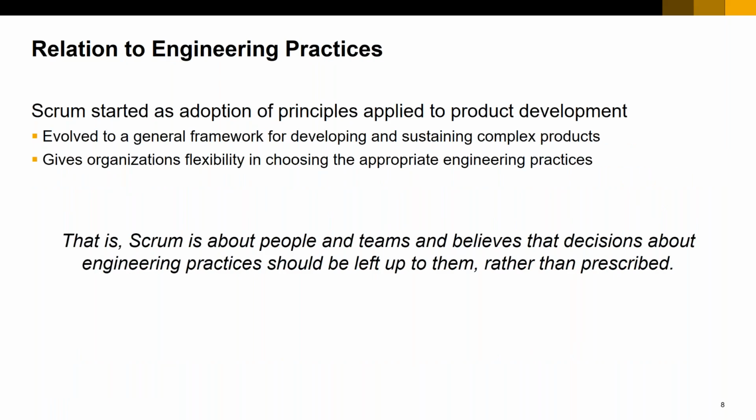So if we relate it back to the engineering practices, Scrum was one of the methodologies that started as an adoption of these principles in the manifesto that agile talks about, applied to product development. And soon, Scrum became one of the most successful methodologies, evolving into a general framework for developing and sustaining complex products of any nature, right? Not in all contexts and all places is Scrum going to work perfectly, but typically in software development, it has worked very well.